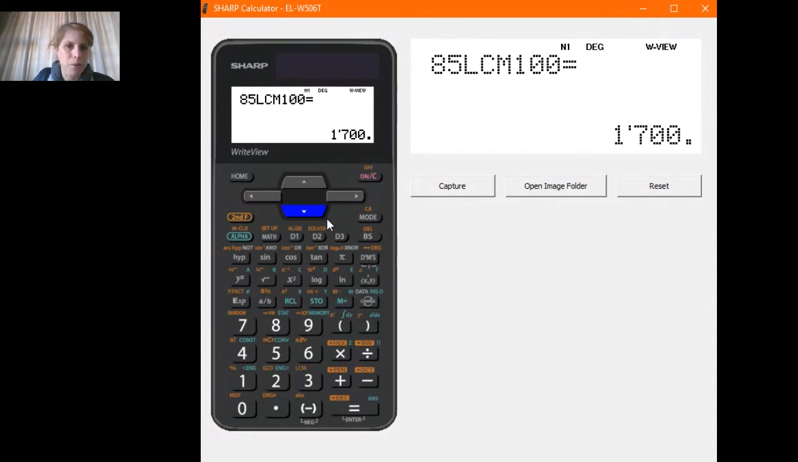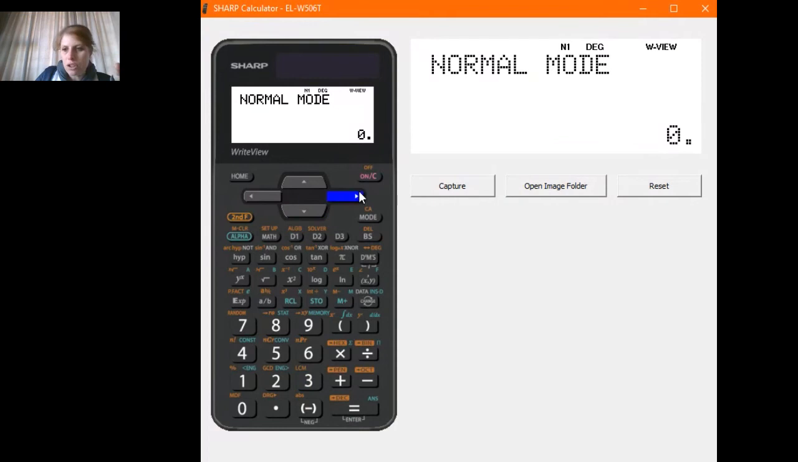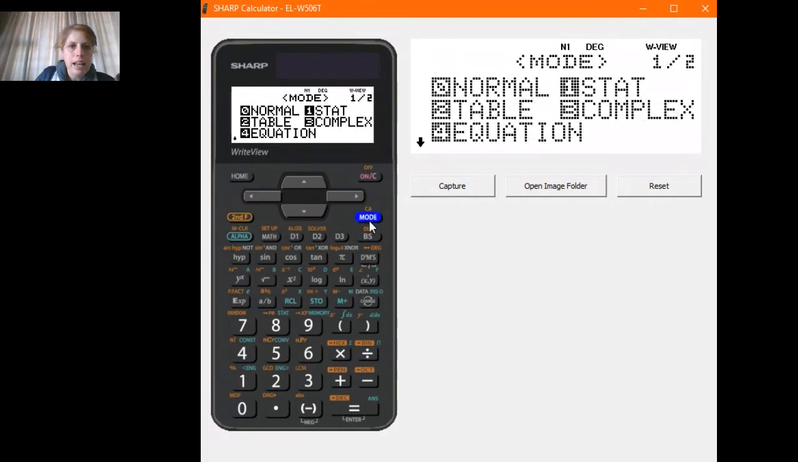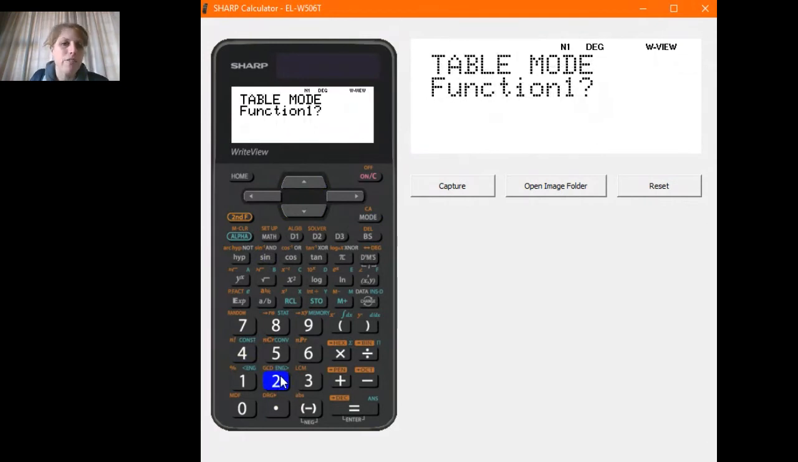Okay, cool. Then the second thing that I want to show you is table mode. I want to show you how to find factor pairs of any number, and we're going to use that in our techniques for factorizing.